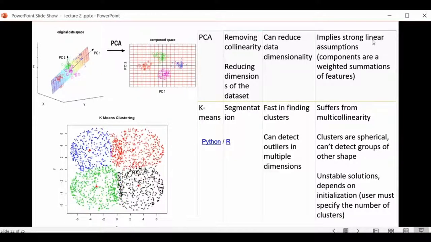But the cons are that it implies strong linear assumptions, and the components are a weighted summation of features. So you can get a loss of data, or data that you can't really see as a result of this.